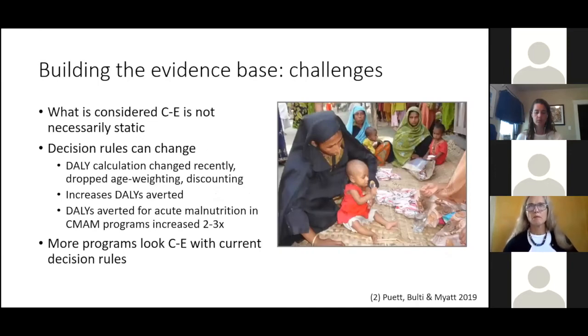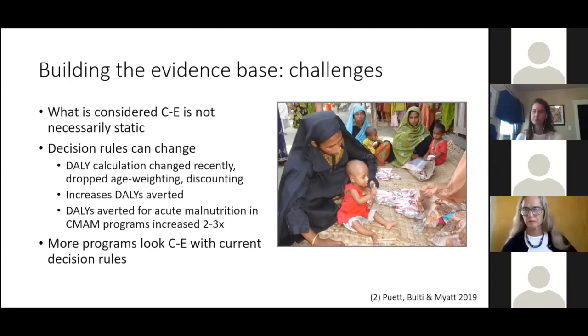Another challenge is that decisions on what is considered cost effective are not necessarily static, and decision rules can change. For example, the methods used to calculate disability adjusted life years, or DALYs, a measure used in cost utility analyses for nutrition, were recently changed. And these dropped age weighting and discounting. And this effectively increases estimates of DALYs averted.